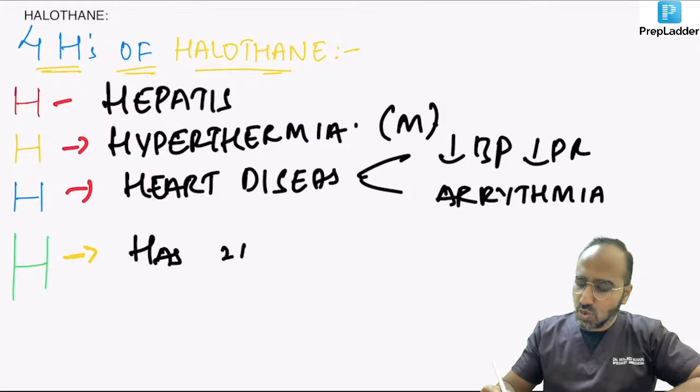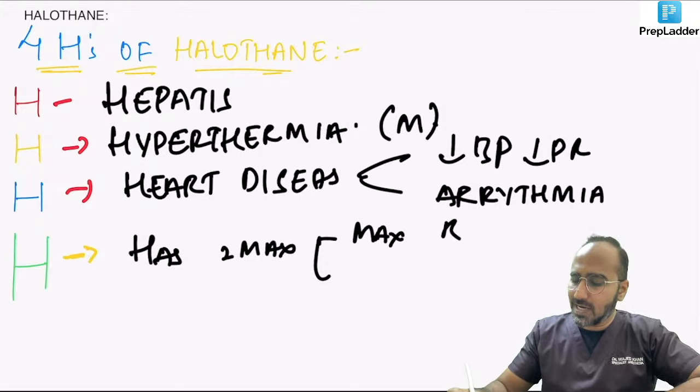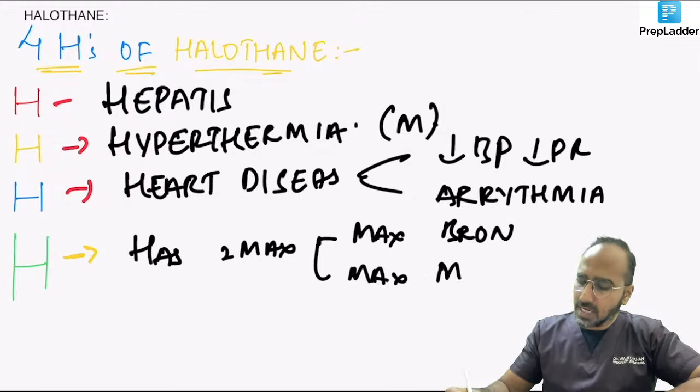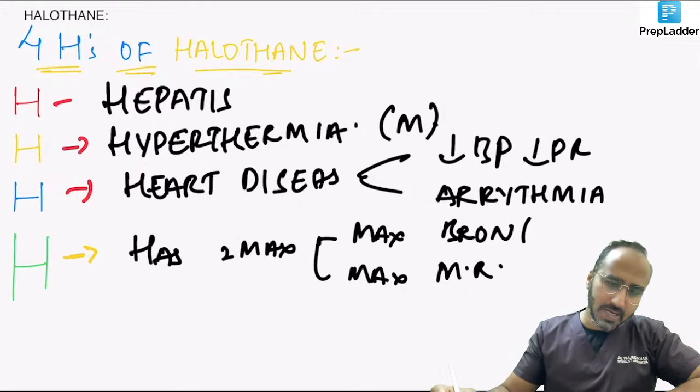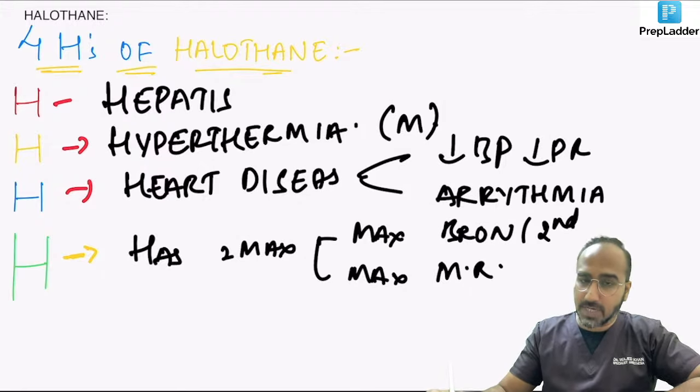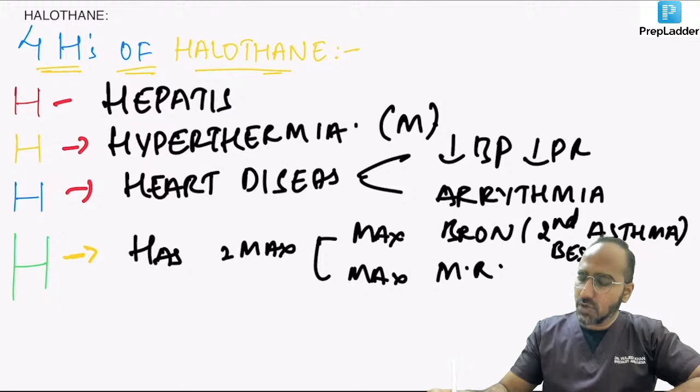Halothane has two maximums, what two maximums? Maximum bronchodilation and maximum muscle relaxation. As it is causing maximum bronchodilation, it is the second best choice. Initially, it was the best choice for bronchial asthma. Now it is the second best. Why? Because it is causing some airway resistance. Hence, it is the second best choice for bronchial asthma.